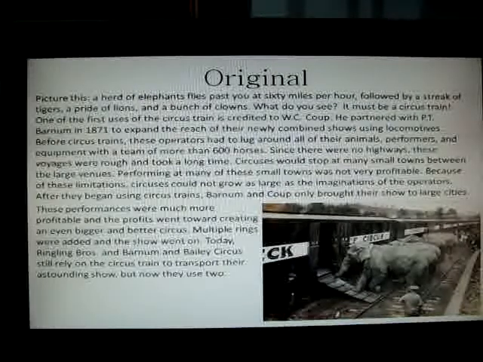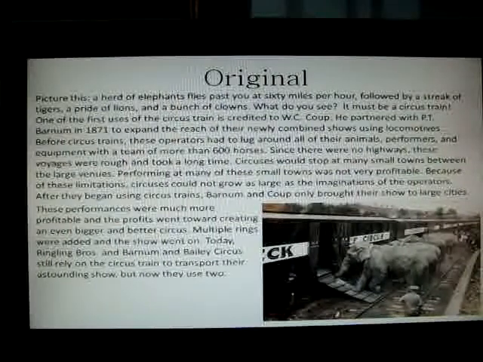Before circus trains, these operators had to lug around all of their animals, performers, and equipment with a team of more than 600 horses. Since there were no highways, these voyages were rough and took a long time. Circuses would stop at many small towns between the large venues. Performing at many of these small towns was not very profitable. Because of these limitations, circuses could not grow as large as the imaginations of the operators. After they began using circus trains, Barnum and Coop only brought their show to large cities. These performances were much more profitable, and the profits went towards creating an even bigger and better circus.